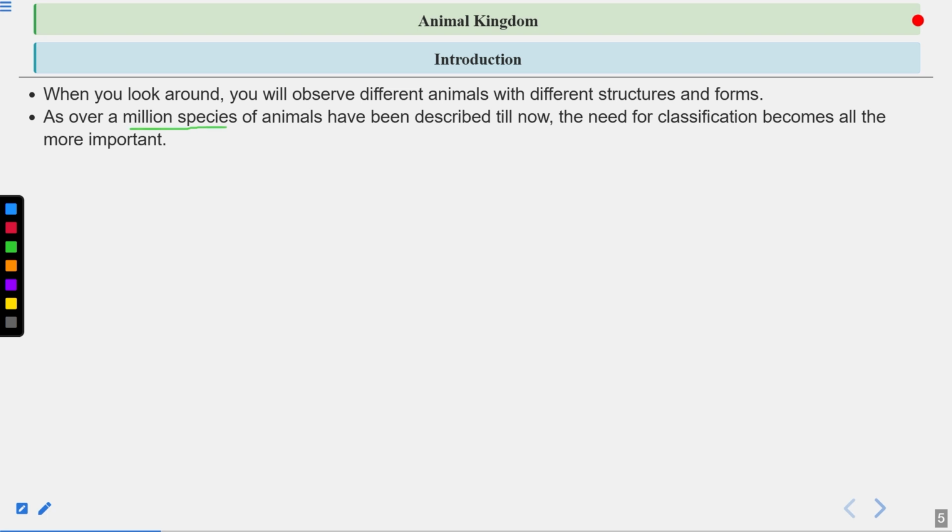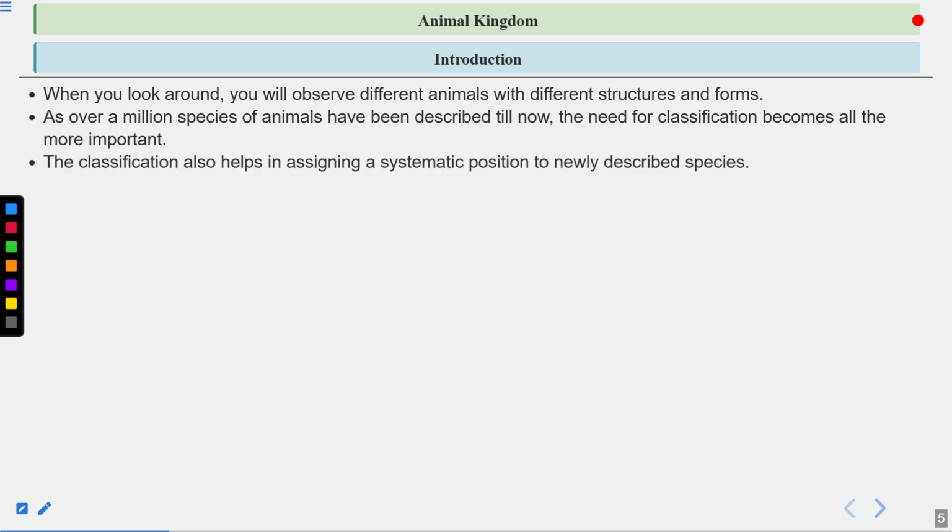As over 1 million species of animals have been described till now, the need for classification becomes all the more important. It is very, very important to know about classification because it will help you to study such a large number of animals. Look at the number, 1 million. It will be very difficult to study all these animals one by one, right? So we follow classification. And what is the basis of classification? The fundamental features, right?